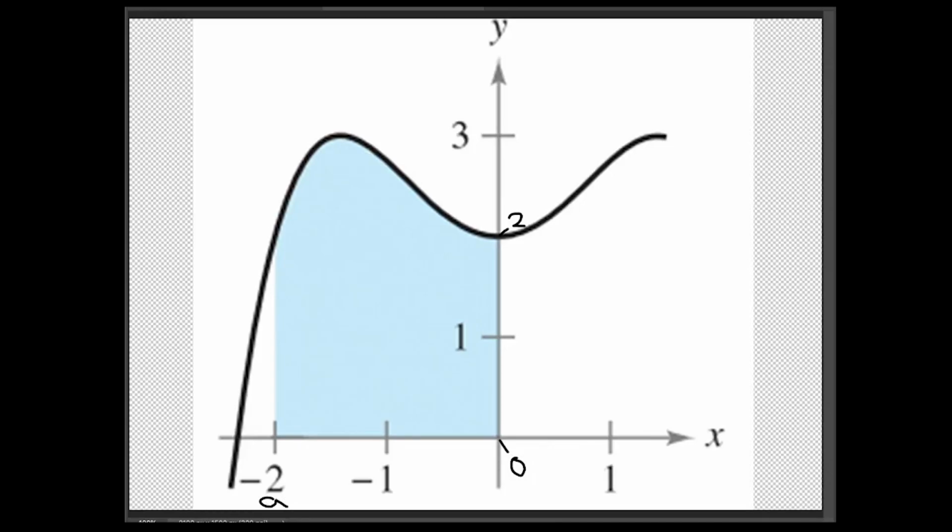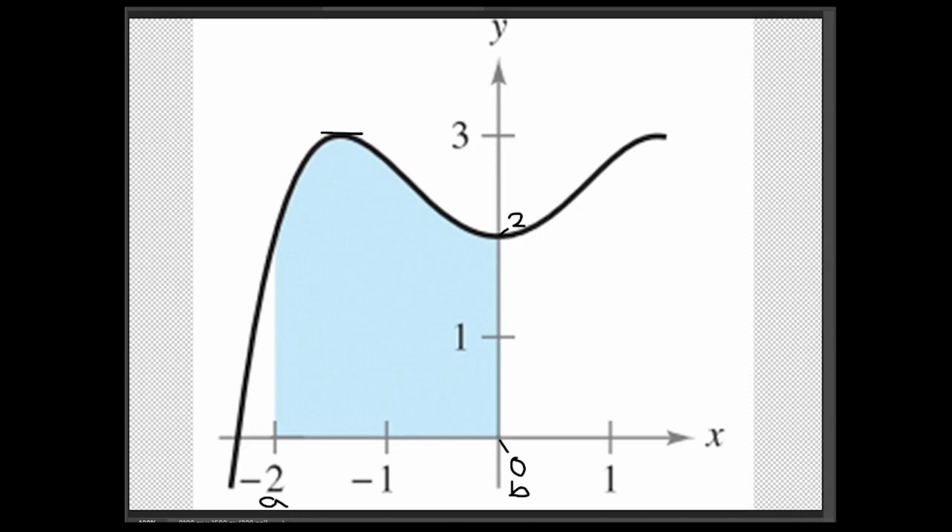Okay, so we have this problem. We just need to find the area of the shaded area. It looks like it ends at 2, and it goes up till 3. Let's just say this is 3, right here. And we have -2 as our A, and 0 as our B. Even though one was A or that one was B, we want to keep it left to right for A and B, and you'll see why.